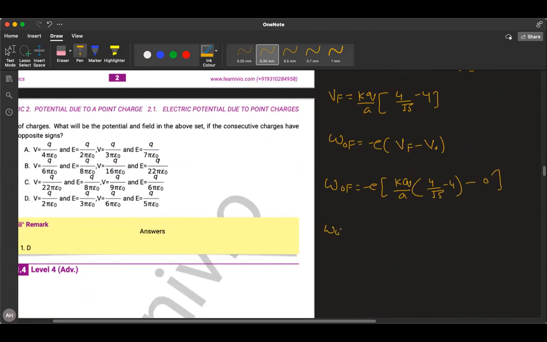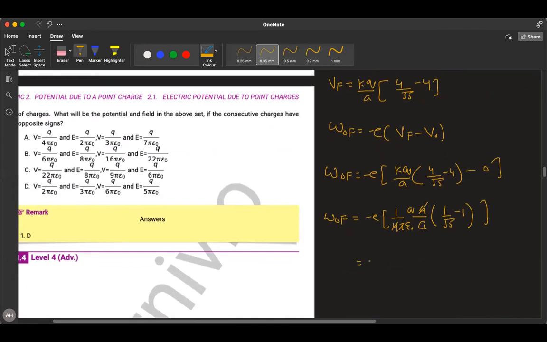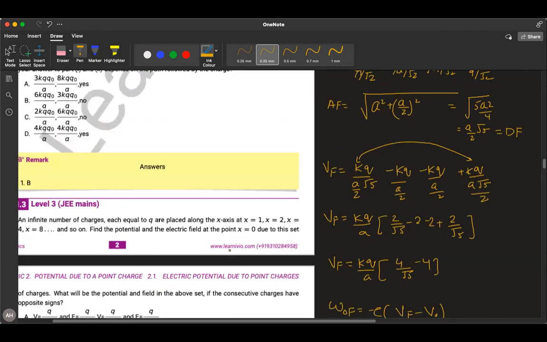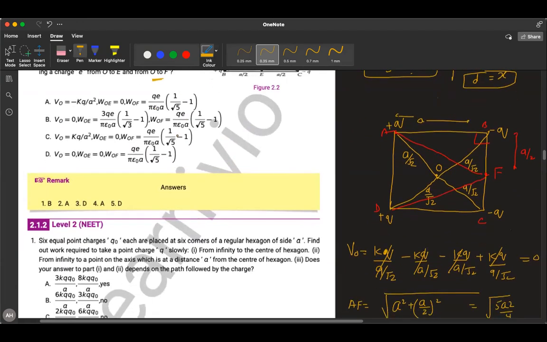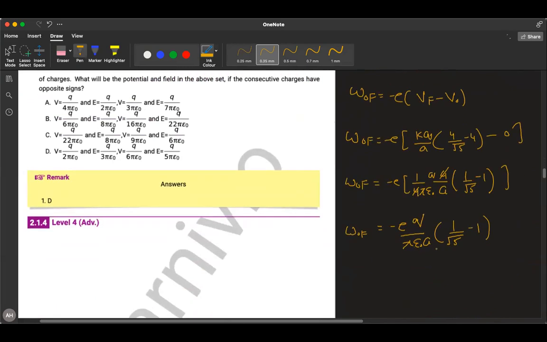Okay, the answer is given in terms of 1 over 4 pi epsilon naught. So you can write this K as 1 over 4 pi epsilon naught. It's Q divided by A. You can take this 4 also as common and you are left with 1 by root 5 minus 1. This 4 will cancel this 4. It's minus E, Q by pi epsilon naught A, times 1 by root 5 minus 1. So is there any correct option? QE by pi epsilon naught A, 1 by root 5 minus 1. Yeah.